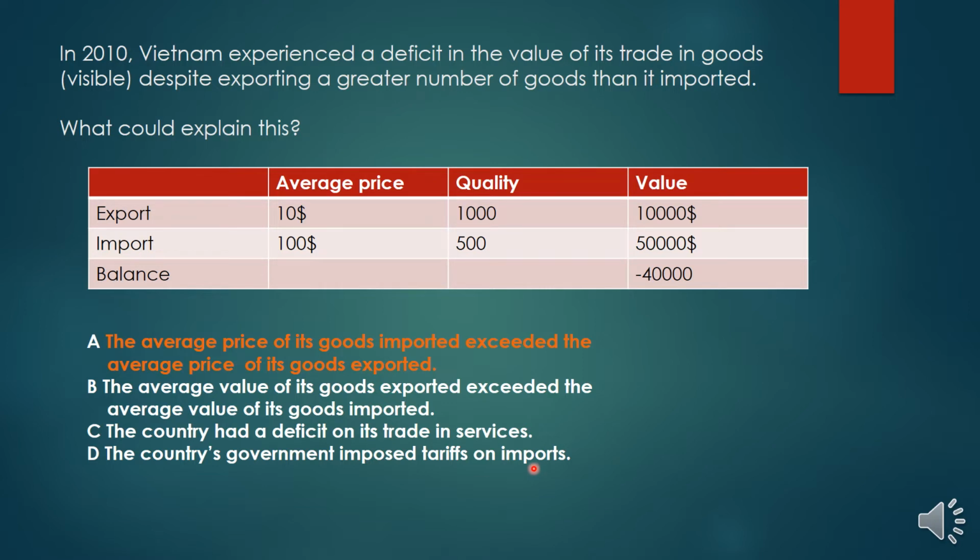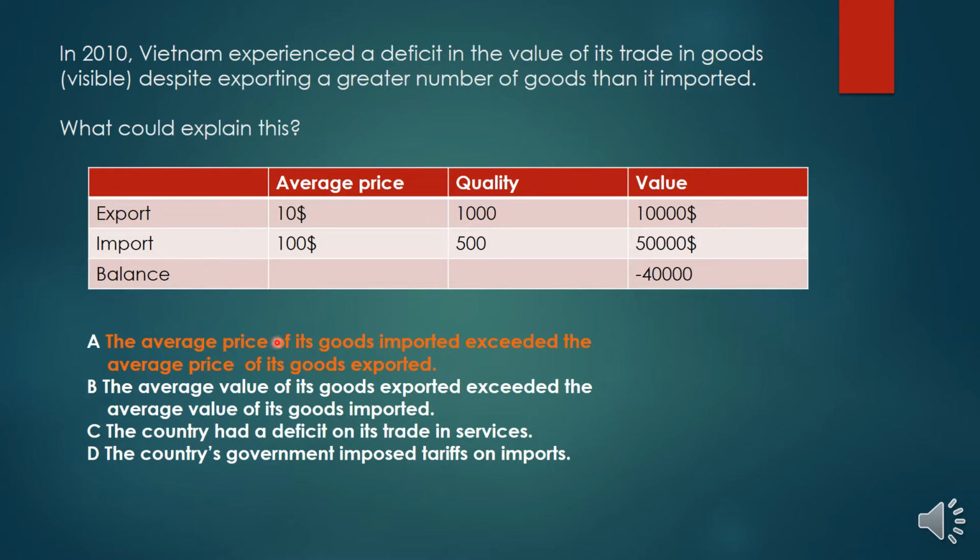Tariff is a trade restriction, isn't it? When you impose the tariff, what will happen? Imports will reduce. Imports will reduce means what will happen? The balance of payment will become surplus, isn't it? But listen, here the balance of payment is a deficit, they said. So that's why that option is wrong.